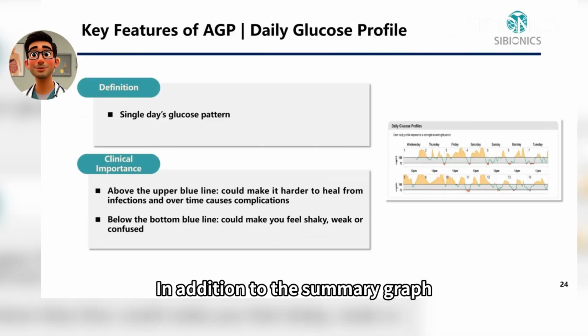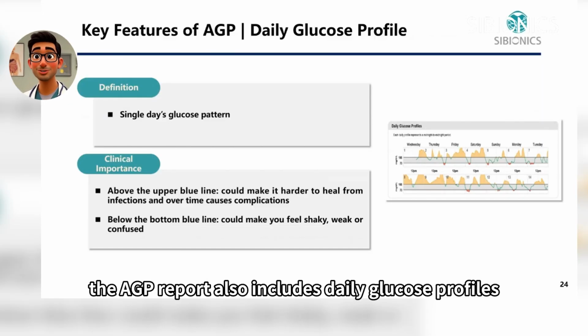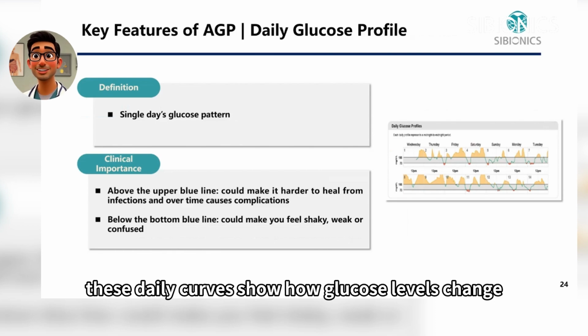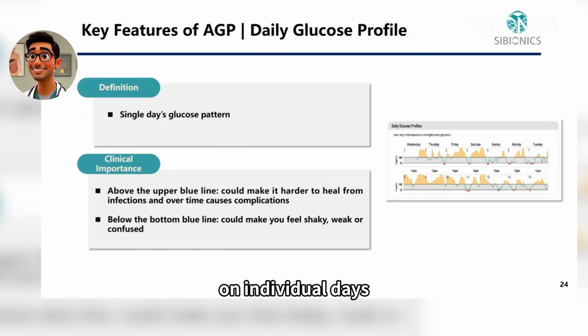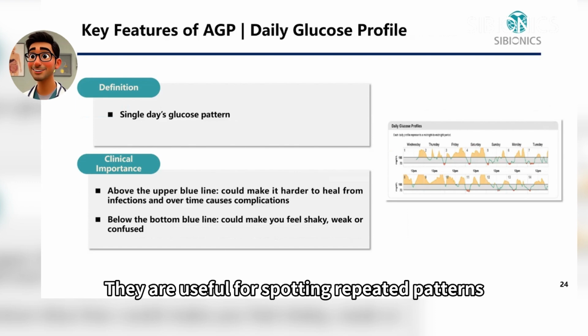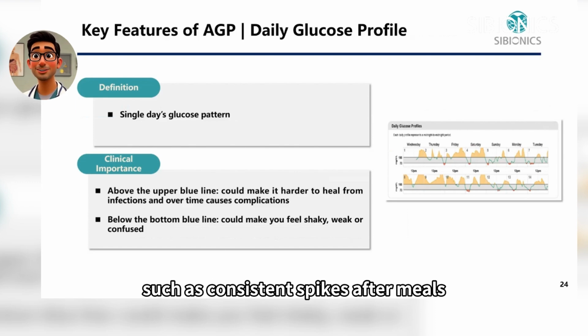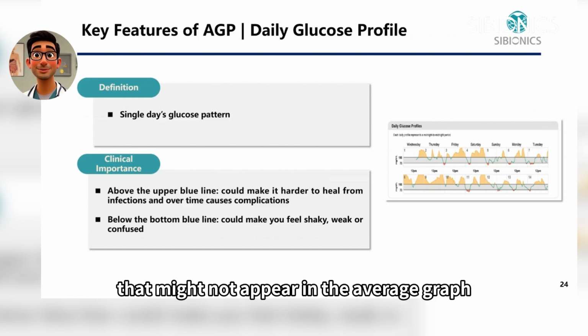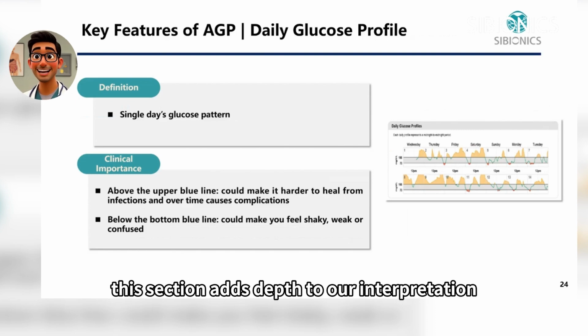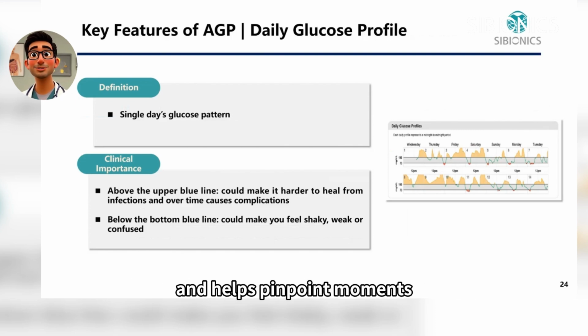In addition to the summary graph, the AGP report also includes daily glucose profiles. These daily curves show how glucose levels change on individual days. They are useful for spotting repeated patterns, such as consistent spikes after meals or overnight lows that might not appear in the average graph. This section adds depth to our interpretation and helps pinpoint moments that require clinical attention.